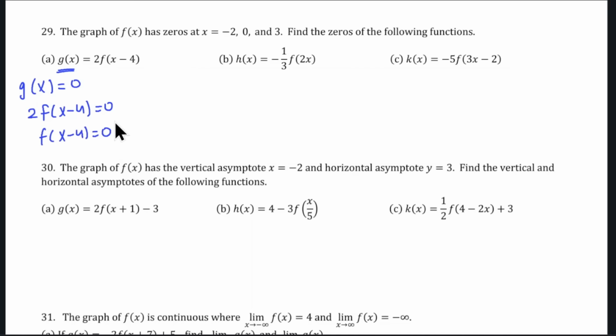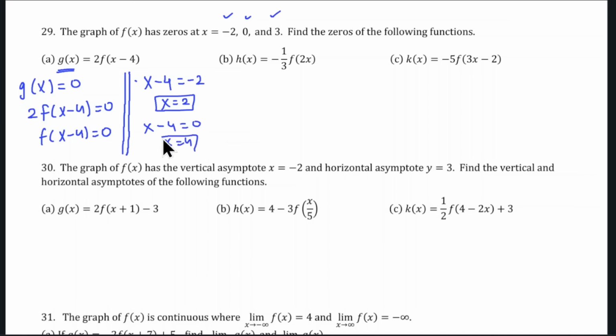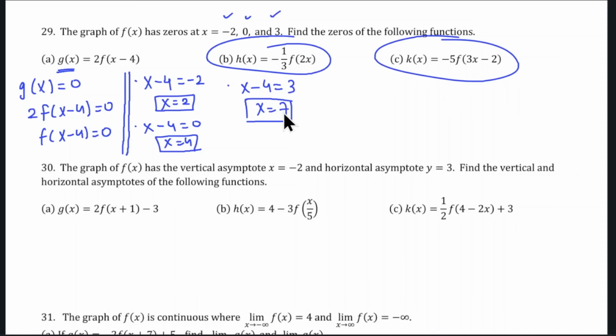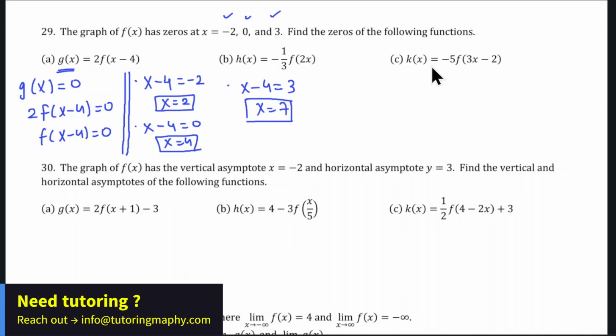And when is the function 0? This is as simple as asking what the zeros of the function are, and it's already given that the zeros are these three values. So I'm going to say this will happen when x minus 4, because this inside thing is now the new thing, equals negative 2, so x should be equal to 2 in this case. That's a new 0. Likewise, x minus 4 should be equal to 0, which makes x equal to 4. That's another 0. And likewise, x minus 4 should be equal to 3, which means x should be 7. That's the other 0. In the same fashion, you're going to do this one and this one. I can do C for you.